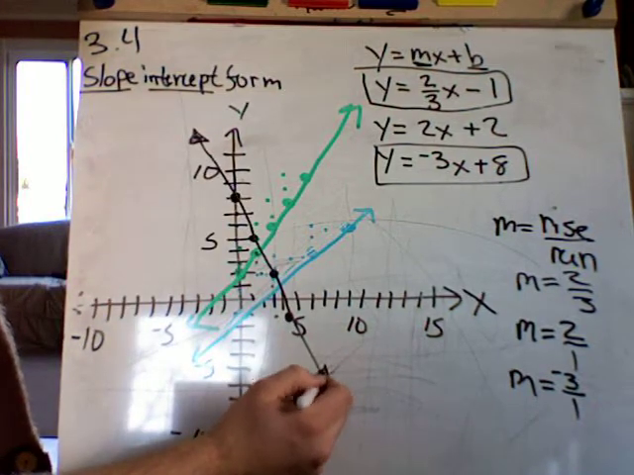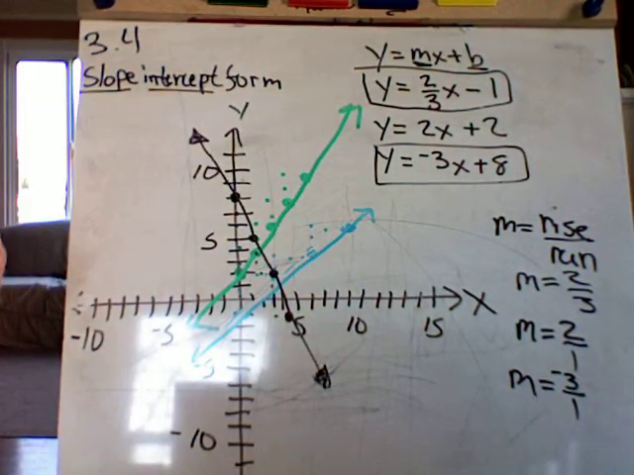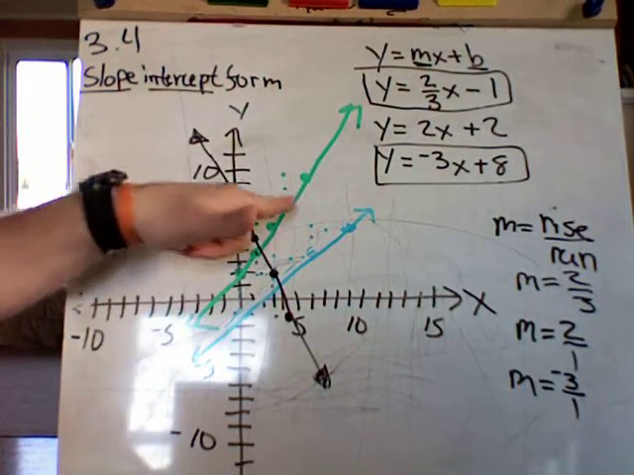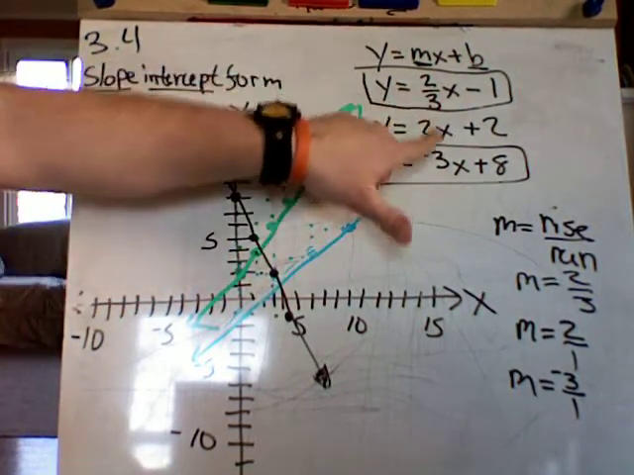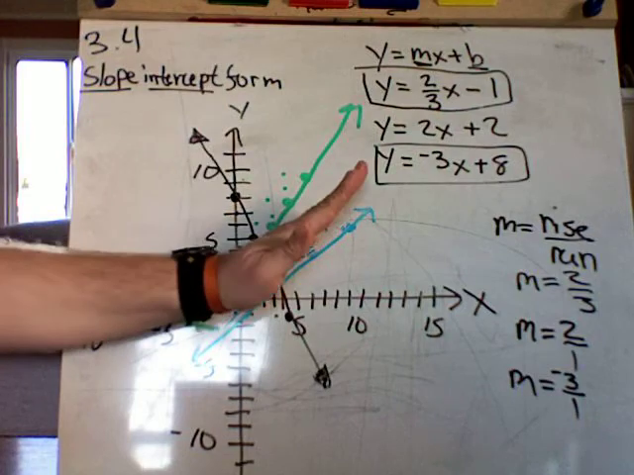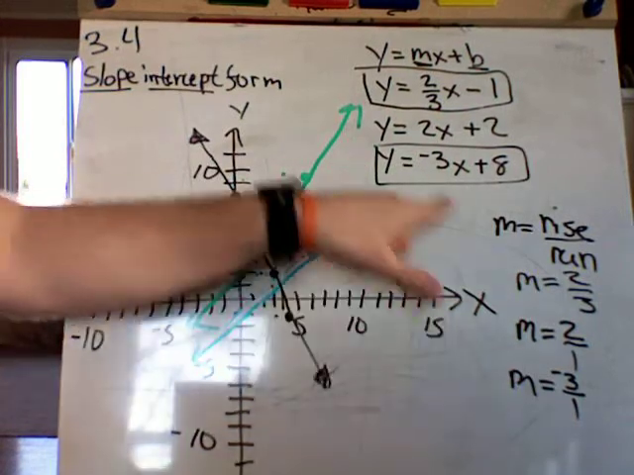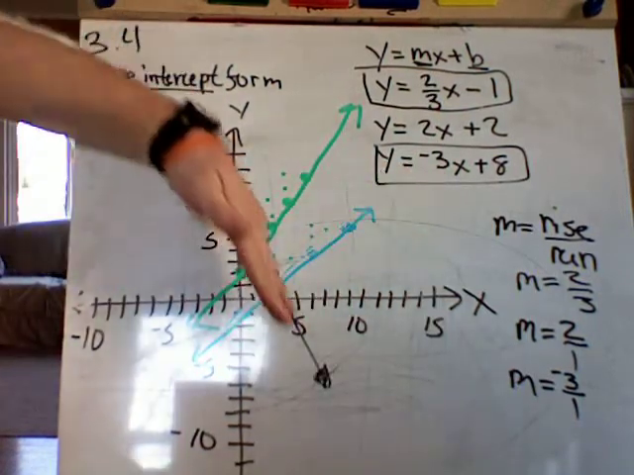Now notice, both of these were positive. 2/3 is positive, 2 is positive. They're both increasing. This one here is negative. It's decreasing.